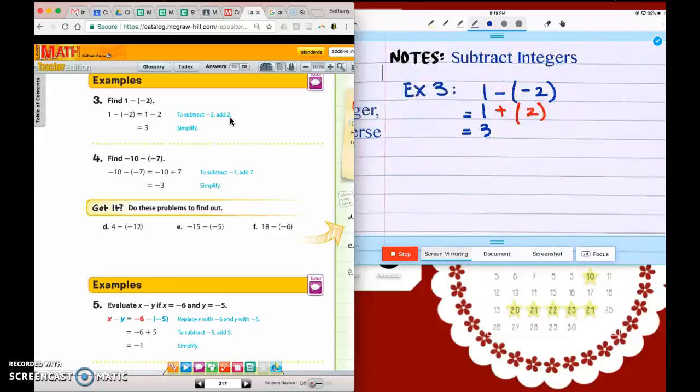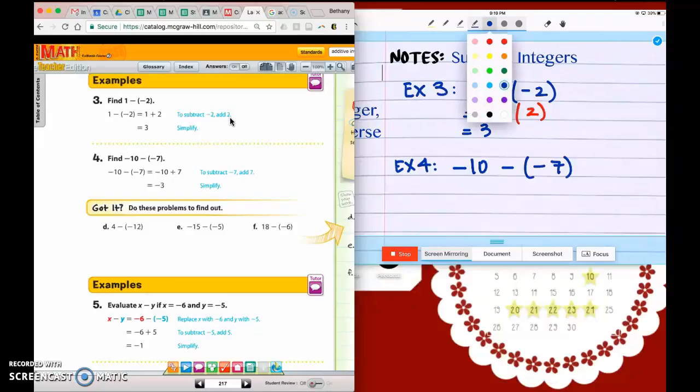Okay. Example 4. Here I have negative 10 minus a negative 7. This is a lot, right? And so, again, same steps. To subtract negative 7, you add a positive 7. So I have negative 10. I keep that first term the same. Instead of subtracting, I'm going to add the additive inverse, which is a positive 7.